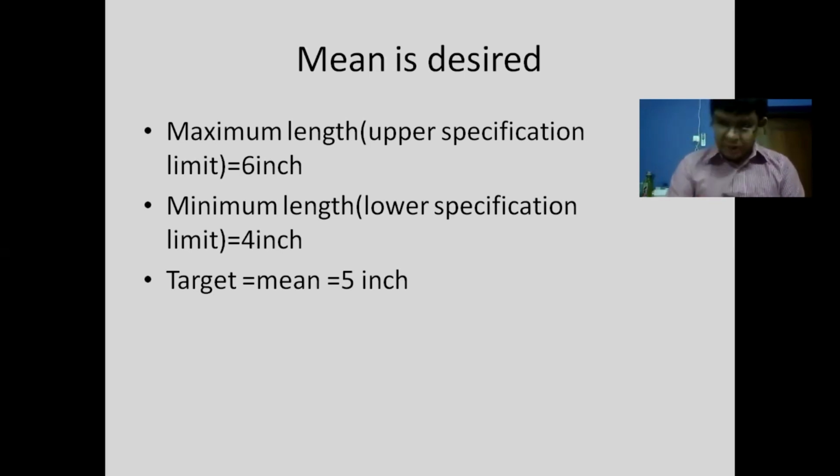So you can understand that this maximum length and the minimum length should not be his target. So what will be his target? The safest target will be the mean, the average of maximum length and minimum length, here 5 inches. It is the safest value to be taken as target. Okay.